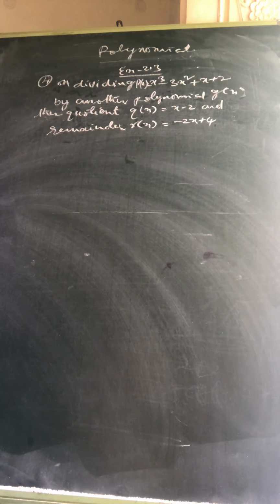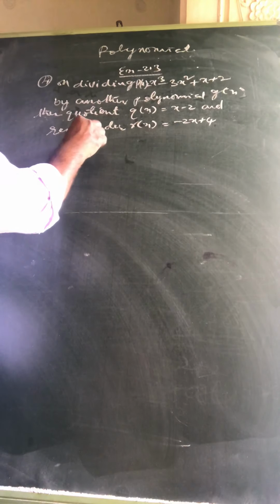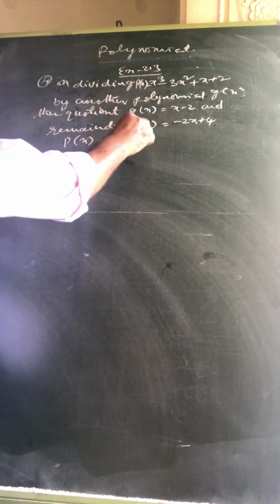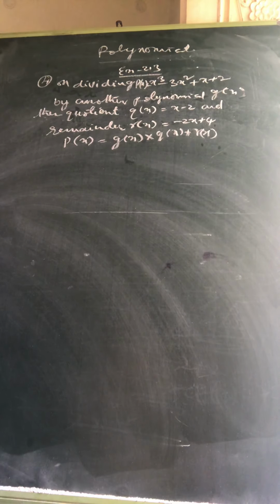So today we are going to discuss a problem from exercise number 2.3, the fourth one. This problem depends upon the division algorithm. Already you know that the division algorithm is P of x is equal to G of x into Q of x plus R of x. This is the division algorithm.